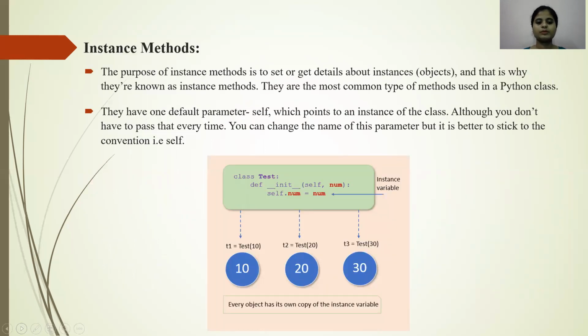Instance method. The purpose of instance method is to set or get details about instances or objects. That is why they are known as instance methods. They are the most common type of methods used. They have one default parameter, self, which points to an instance of the class, although we don't have to pass that every time. We can change the name of this parameter, but it's better to stick to the convention itself.